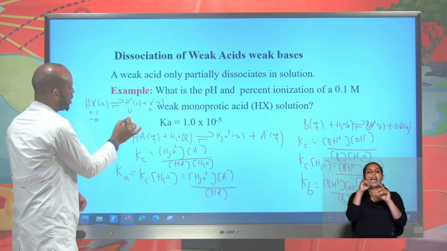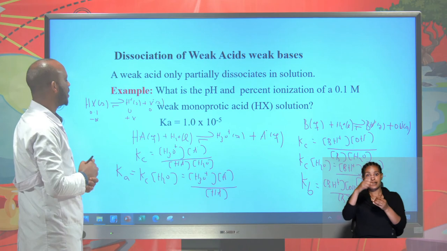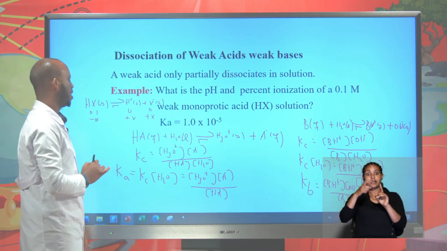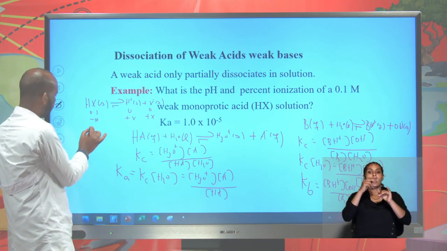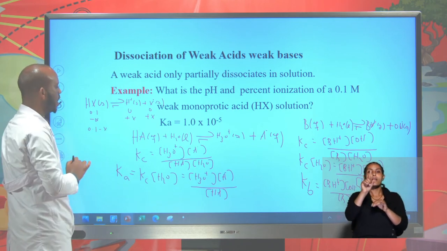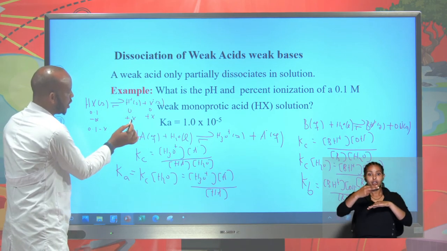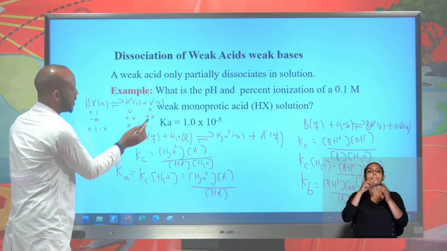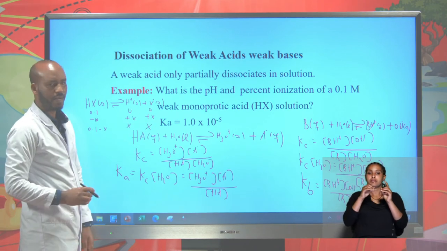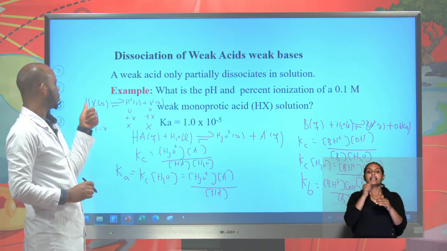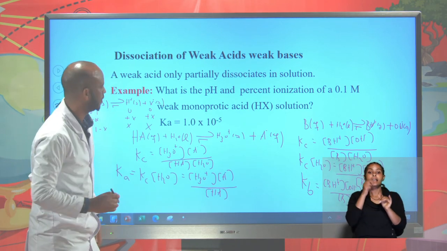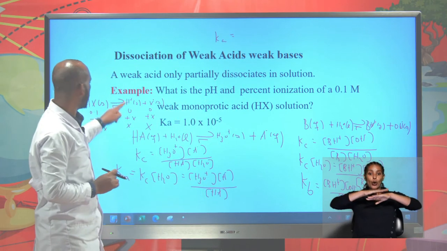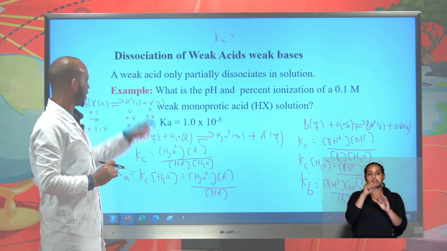Concentration of H plus increased by X, plus X. Concentration of X minus increased by X, plus X. Equilibrium concentration of HX is 0.1 minus X. Equilibrium concentration of H plus is 0 plus X, which is X. Equilibrium concentration of X minus is 0 plus X, X. Now you can set up the acid dissociation constant Ka for this acid. Ka equals the equilibrium concentration of H plus, which is X, times the equilibrium concentration of X minus, which is X.